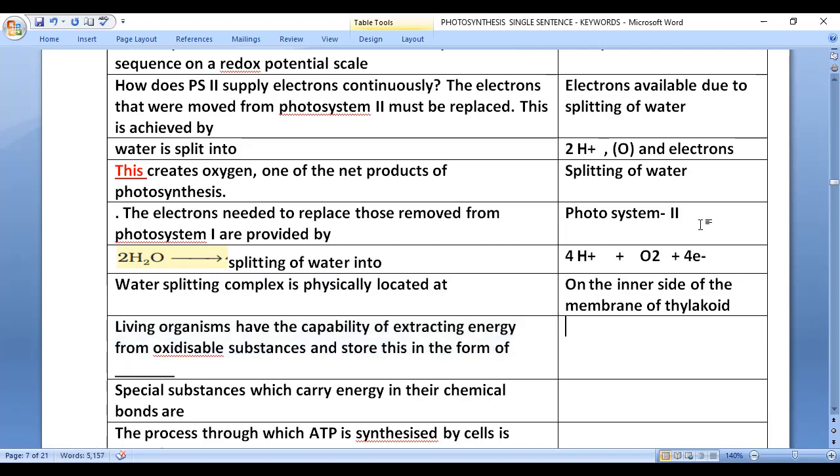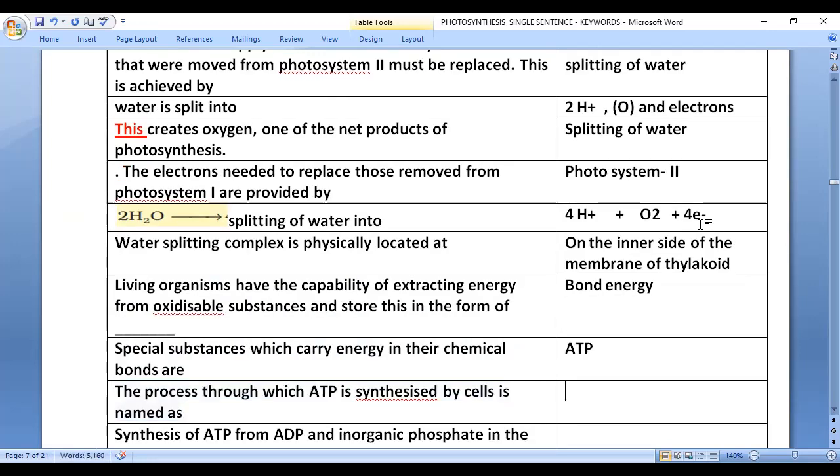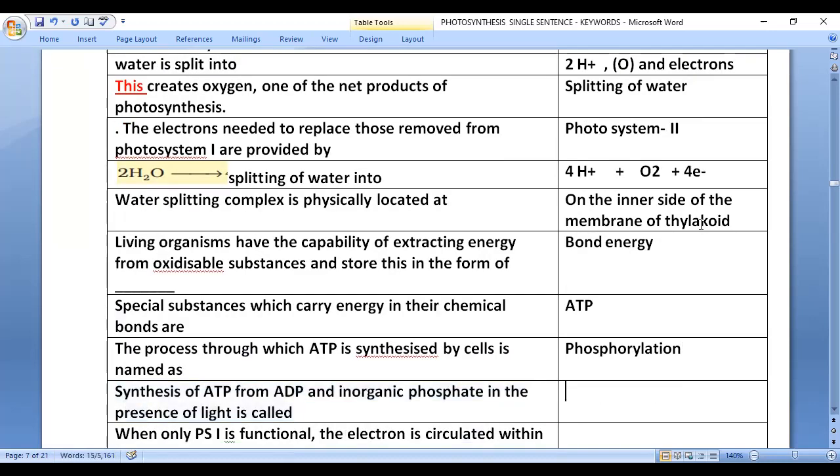Living organisms have the capability of extracting energy from oxidizable substances and storing this in the form of bond energy. Special substances which carry energy in their chemical bonds are ATP. The process through which ATP is synthesized by cells is named phosphorylation. Synthesis of ATP from ADP and inorganic phosphate in the presence of light is called photophosphorylation.